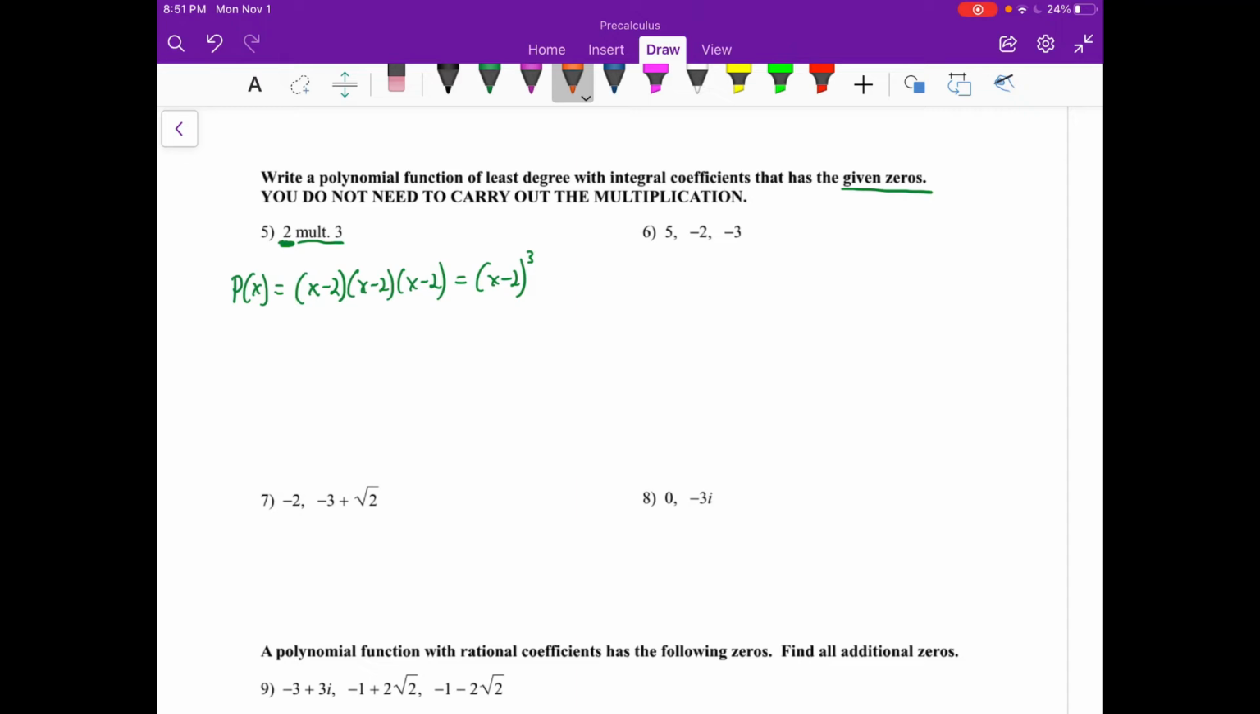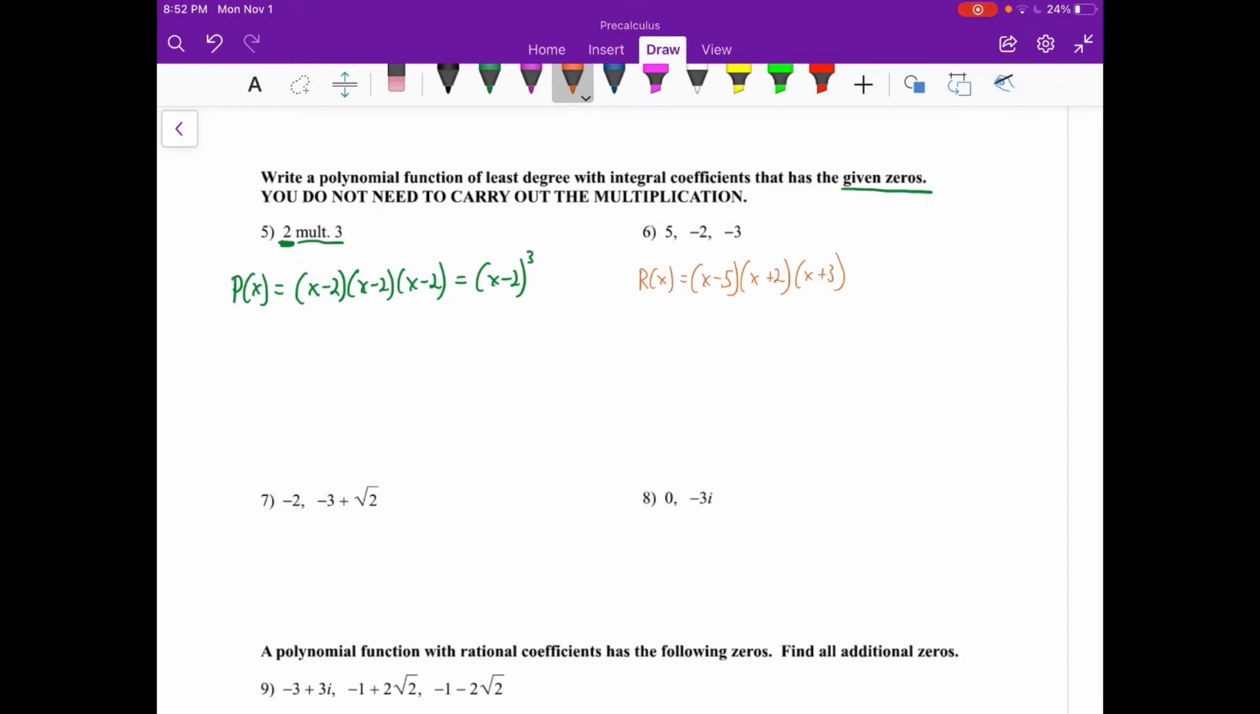Number 6, let's call this r of x. We want 5 to be a 0, which means x minus 5 is a factor. We want negative 2 to be a 0, which means x plus 2 is a factor. And for negative 3 to be a 0, we need x plus 3 as a factor. We don't need to multiply them out. We could, but we don't need to.